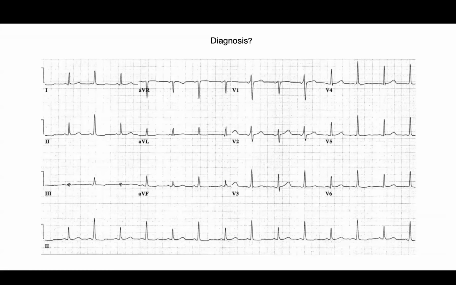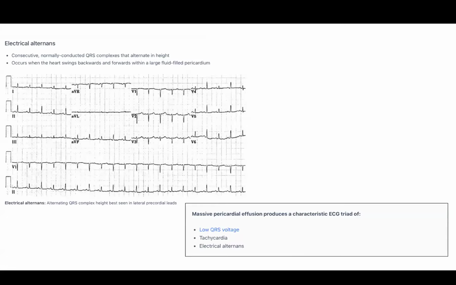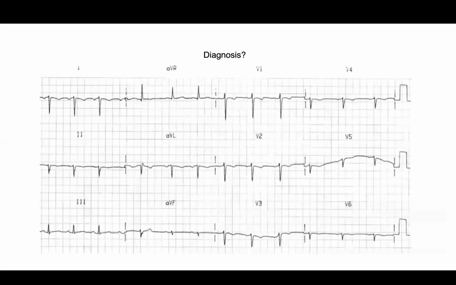So what does this signify? Excellent. All of you seem prepared for the exam already. Exactly. It is an electrical alternans. So you can see low QRS voltage tachycardia and variations in your ECG voltages. Diagnosis.